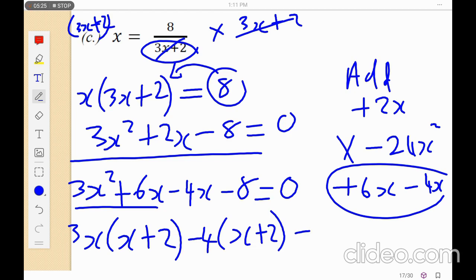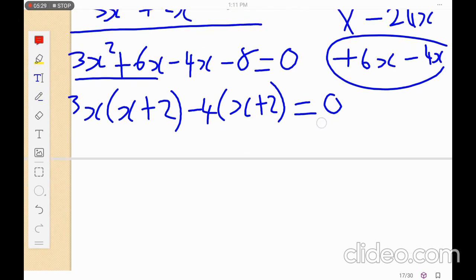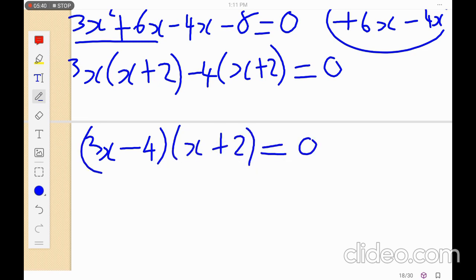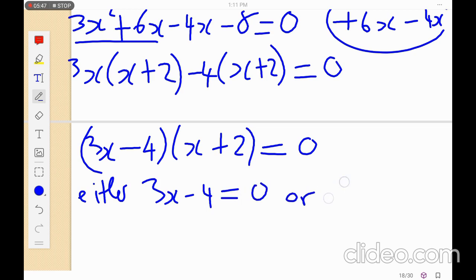Okay, so I have these factors now. At the end of the day, I've got factors of 3x minus 4 and x plus 2. These are all equal to 0. So we can either say 3x minus 4 is equal to 0, or x plus 2 is equal to 0. Then we solve for this one and for this one.